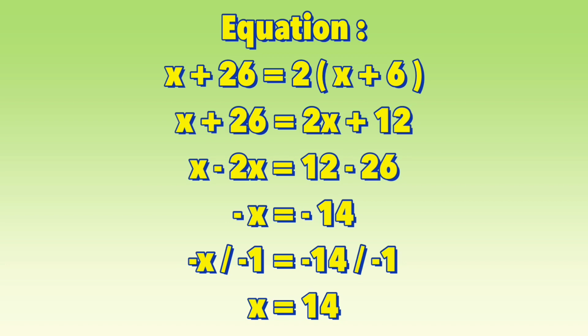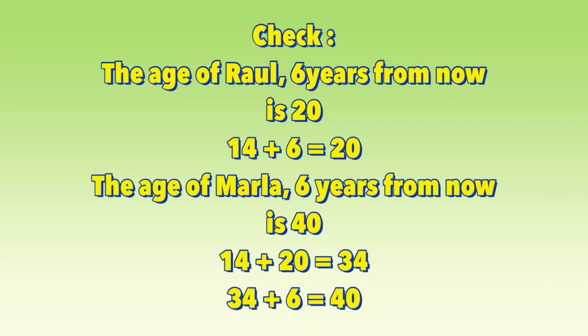Then since we have negative x, and we don't want a negative x in our final answer, we're going to divide both sides by negative 1. So negative x divided by negative 1 equals x, and negative 14 divided by negative 1 equals positive 14. Let us check. The age of Raul 6 years from now is 20, because the present age of Raul is 14 plus 6 years, so it becomes 20. The age of Marla 6 years from now is 40, because the present age of Marla is 14 plus 20 equals 34, then plus 6 years equals 40.